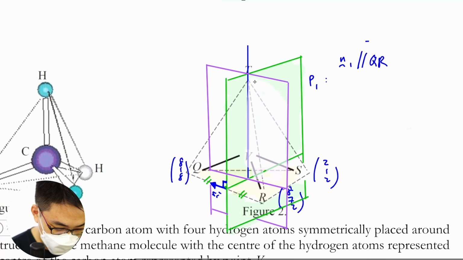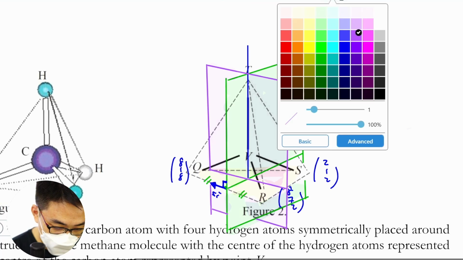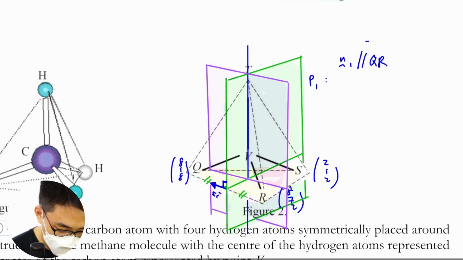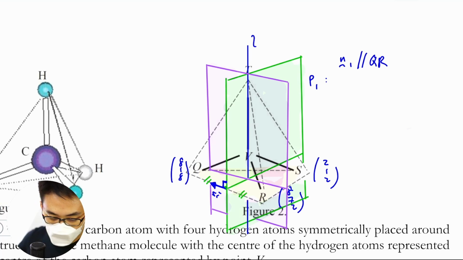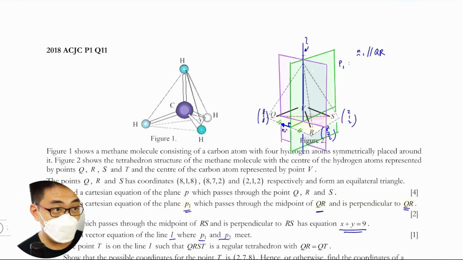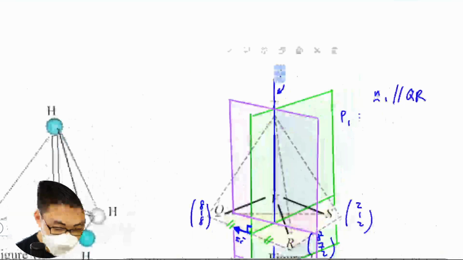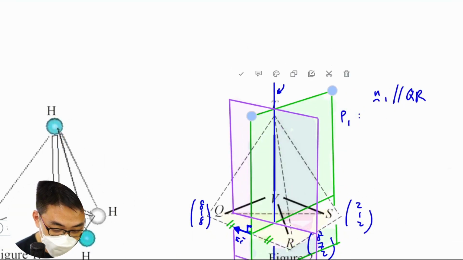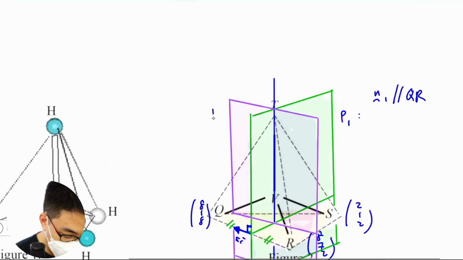This is my P2. They are telling you that T lies on the line equation. Actually we found it: this is the line equation, the line in the middle that we found just now. Try to understand what the question is describing, then you don't need to do double work. Just try to understand them.